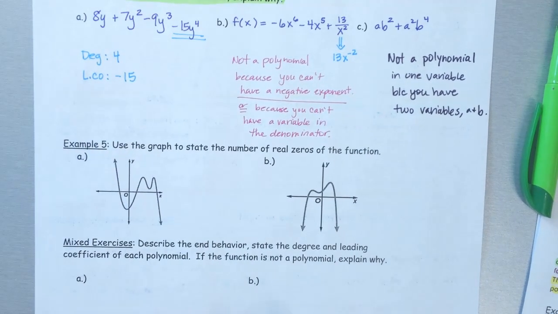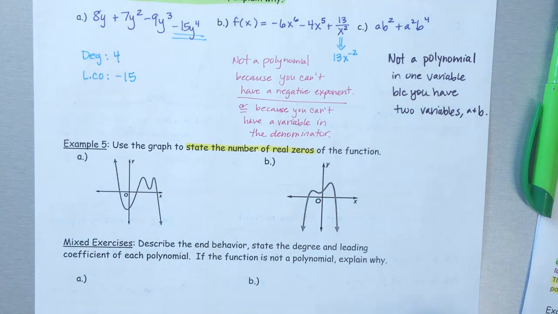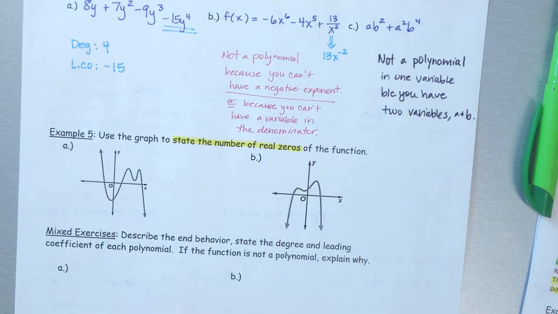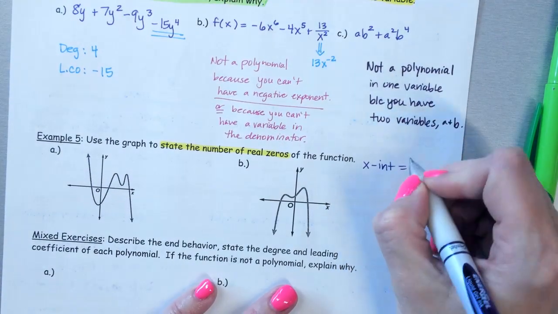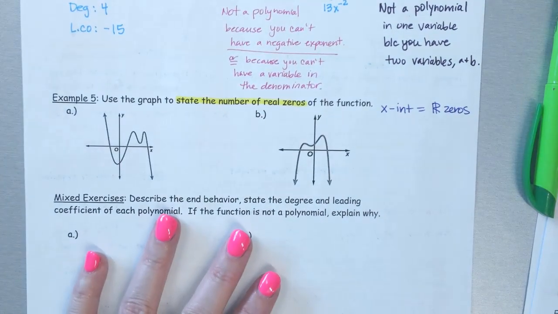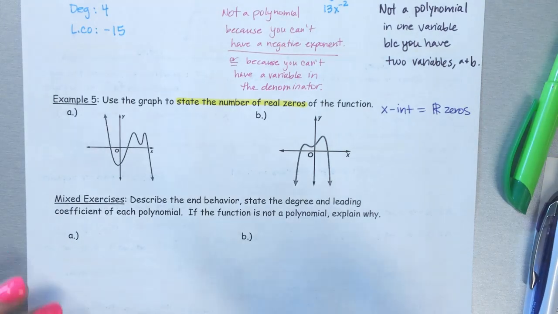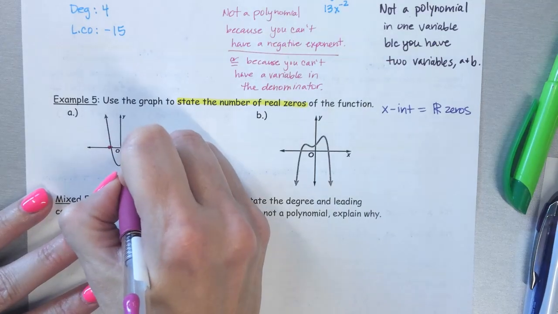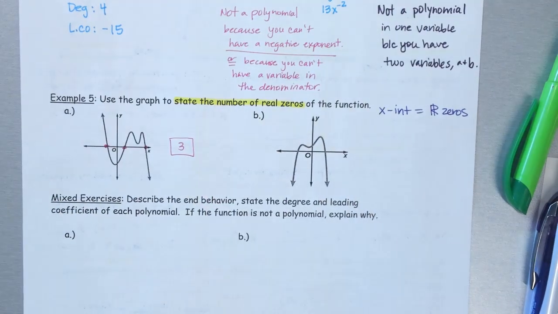Okay, you're really going to like the next one because it's very simple. You can remember the rule. It says use the graph to state the number of real zeros of the function. The number of real zeros is equal to the x-intercepts. So the x-intercept equals the real zeros. All we have to do then is count our x-intercepts. So 1, 2, 3 x-intercepts. Your answer for this is going to be 3.